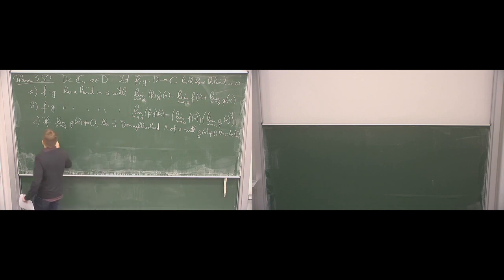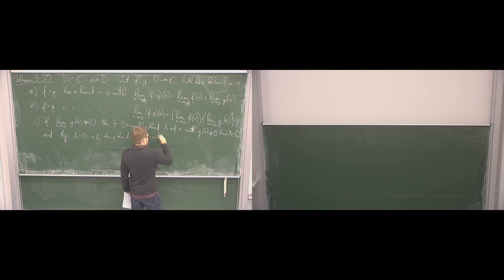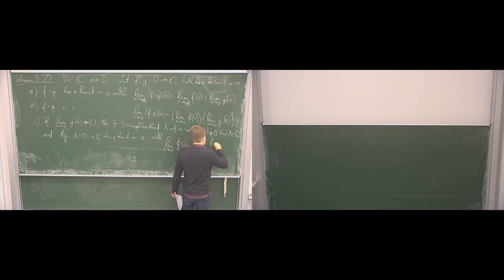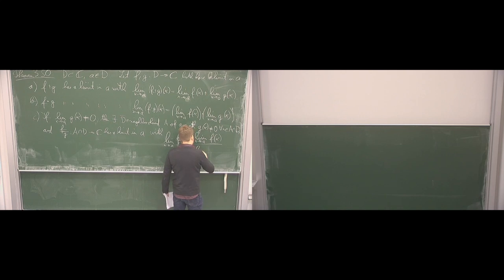And f divided by g is now defined on the neighborhood intersected with D to C. So this function is now well defined. This has a limit in a, and also the nice computational rule holds: the limit of x going to a of f divided by g of x is the quotient of the two limits of f and g. So the limit of x going to a of f of x divided by the limit of x going to a of g of x.